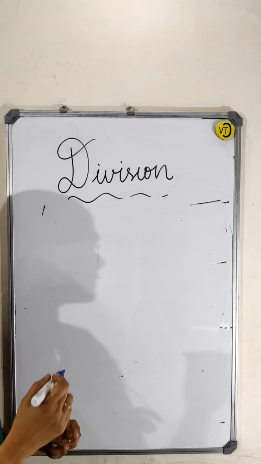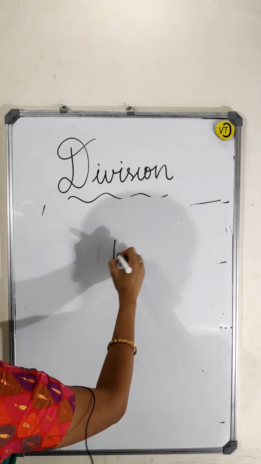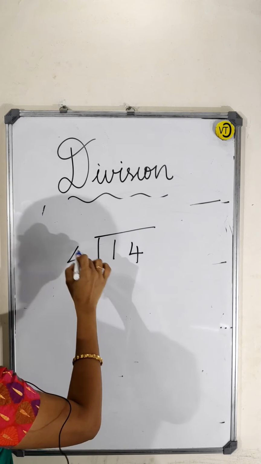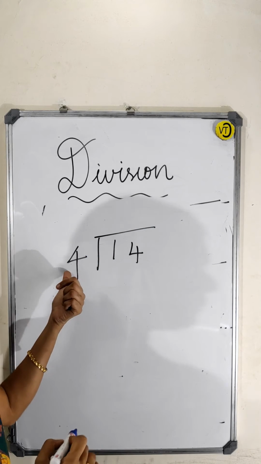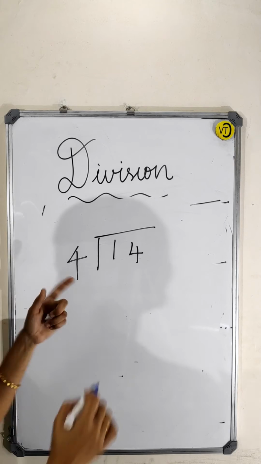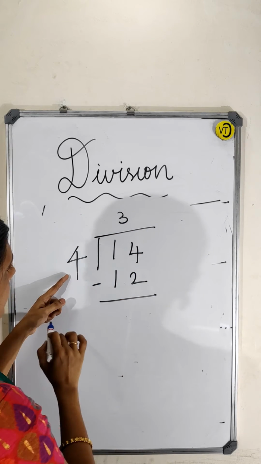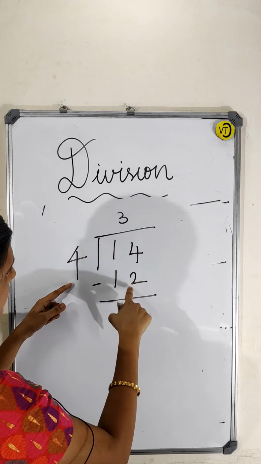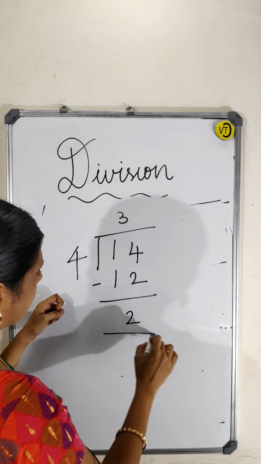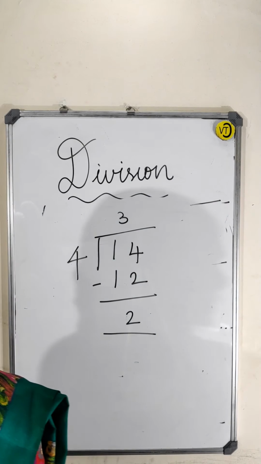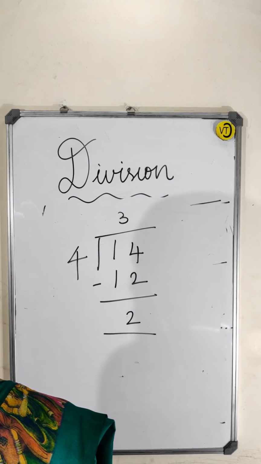Okay. So here I will tell you 14 divided by 4. How do you do this? The 4 table. Yes, 4 into 3 is equal to 12. You have to subtract it. So 14 minus 12 is 2. So the remainder is 2 here. This way you can get the remainders also.